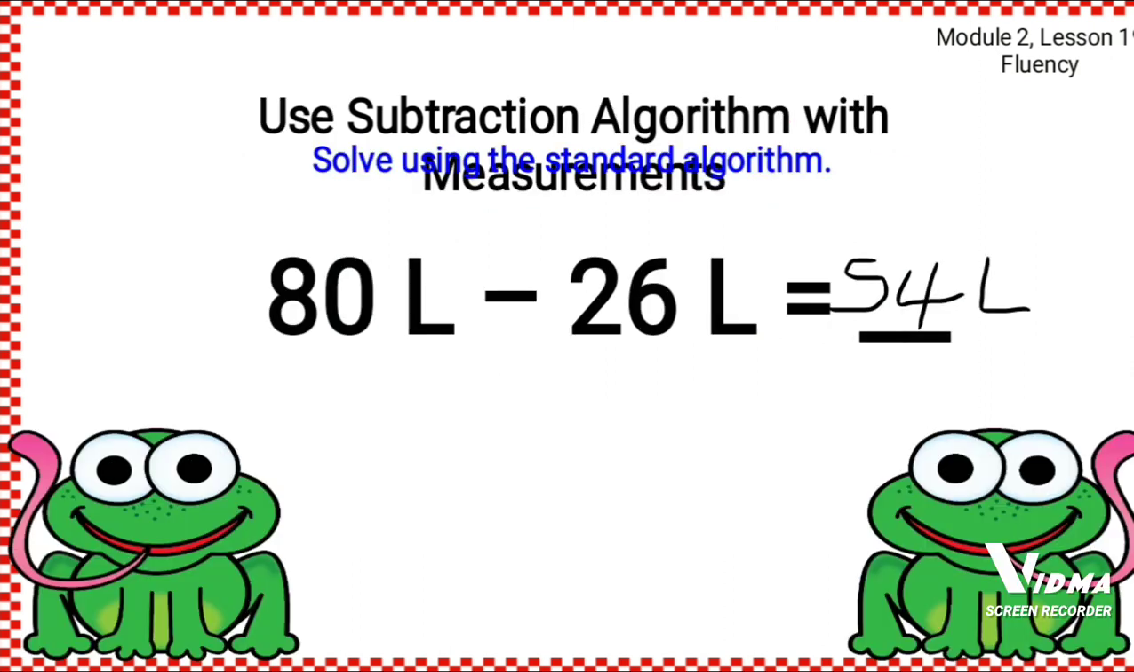Let us use the subtraction algorithm to solve this measurement. 80 liters minus 26 liters. Now I've solved this one for you, 54 liters. It is true because 54 liters plus 26 liters will give you 80 liters.